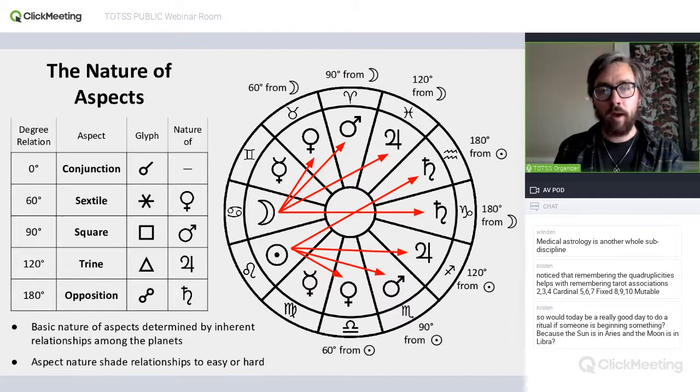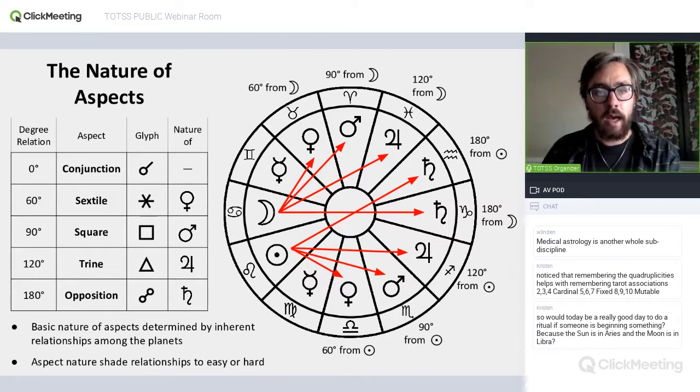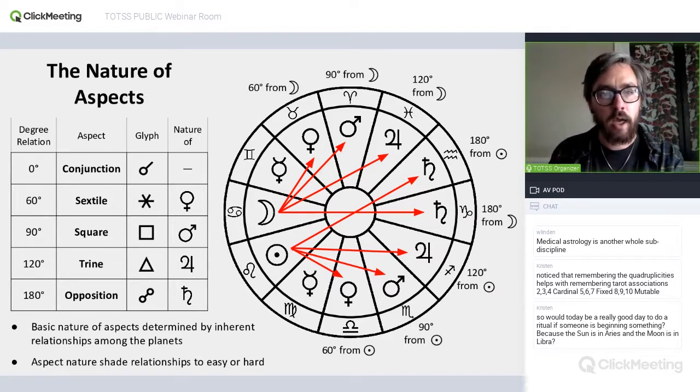All right, and now from this arrangement of the planets in the signs that they rule, we can also derive the nature of the aspects. Now, there's a lot going on here, and this is kind of a complex chart, so this is something that you might want to come back to in the slides and take a closer look at.